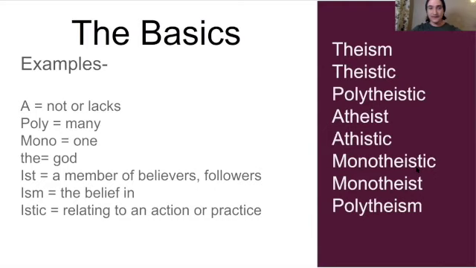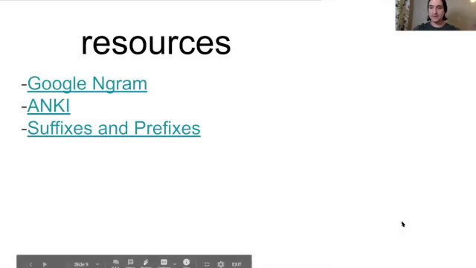because it seems a little daunting at first, but if you know the parts, you can break it down a little bit better, or at least some of the parts. If you know the mono and the istic, then you can kind of get a little bit closer to this. You know, it's a belief in a single something relating to an action or practice. It can be really helpful. So I'll do the next slide.